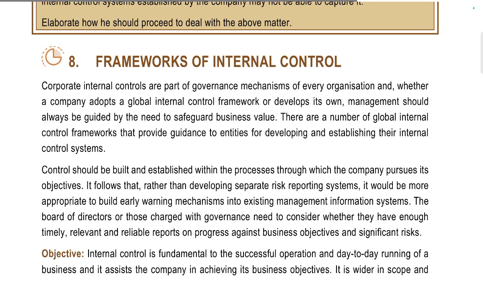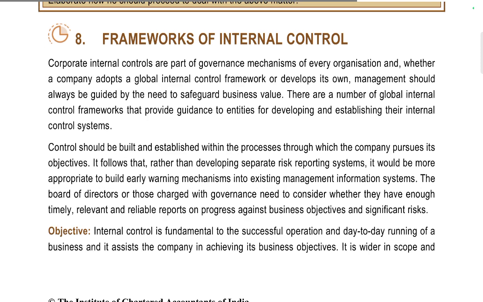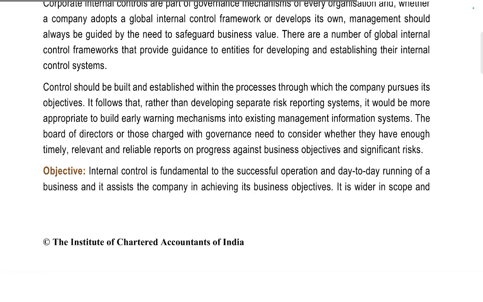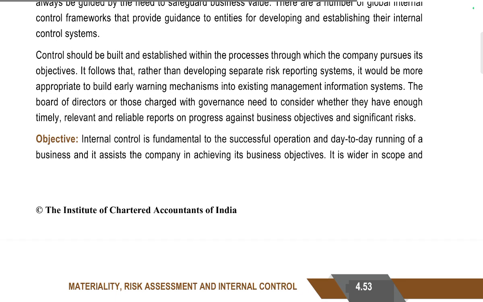Framework of internal control. Corporate internal controls are part of the governance mechanism. Every organization or company adopts a global internal control framework or develops its own through management, which is guided to safeguard the business value. There are a number of global internal control frameworks that provide guidance to entities developing and establishing internal control. Controls should be built and established as processes through which the company pursues its objectives. Rather than developing a separate reporting system, it would be more appropriate to build an early warning mechanism in the existing management information system.